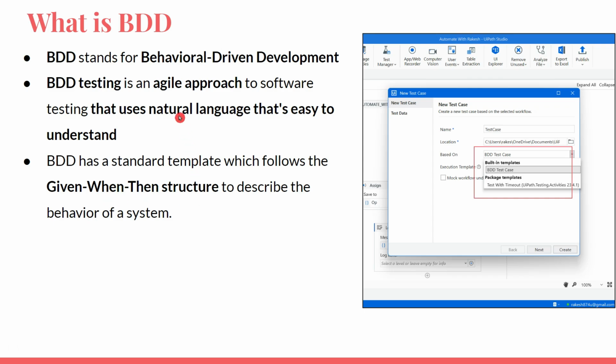Okay, now you are saying natural language. Now I am saying given, when, then structure to describe the behavior of the system. What is all this? One would quite get confused when they are starting for the very first time. Don't worry, I am going to give you an example. What is this given, when, then structure which I can use to test the behavior of my system or behavior of my workflow? For example, given there are items in the shopping cart.